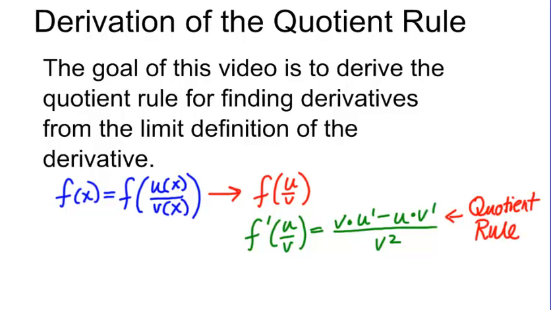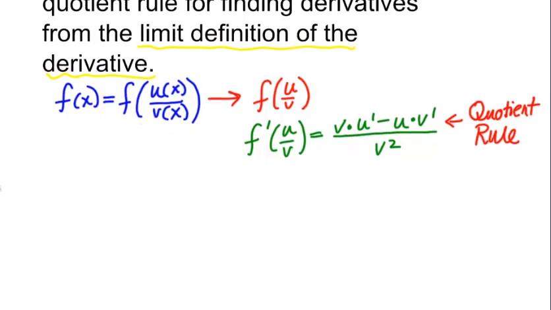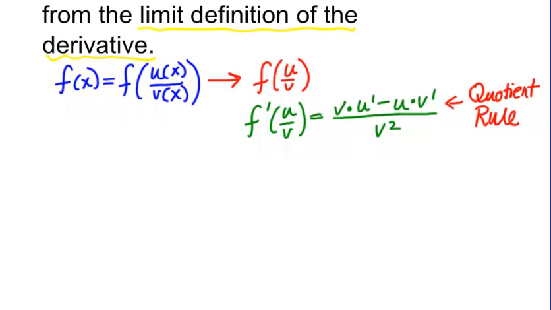We use the quotient rule all the time, often without thinking about where it comes from. So what we're going to talk about today is where the quotient rule actually comes from. And in order to do that, we're going to talk about the limit definition of the derivative. So we're actually going to derive it from the limit definition of the derivative. So let me remind you what that limit definition of the derivative is.